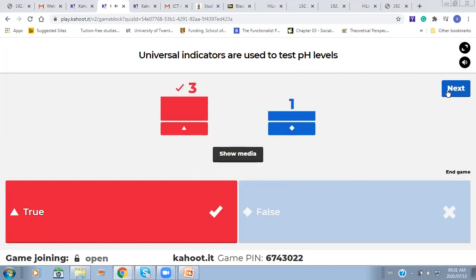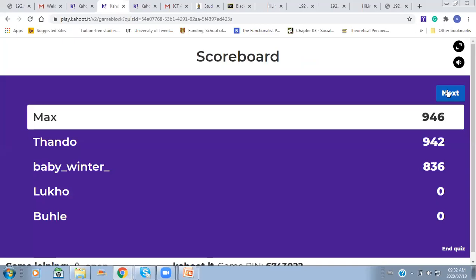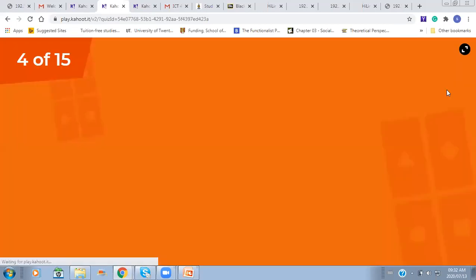Okay, 3 people got this right, and one got it wrong. Let's see how fast those people got it. Tando is the first person to indicate, followed by Winter, and then Max. Let's go to the next.